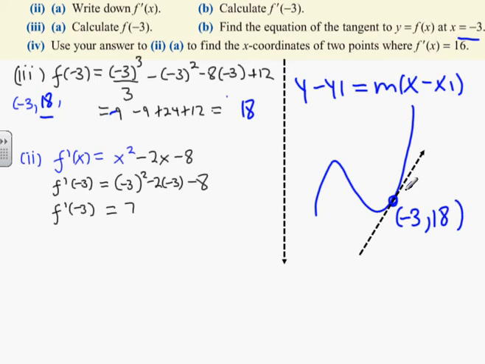Now, we have the point on the line. So to get marks without getting the slope, how would you do it? Sub in x1 and y1, and you're going to get y minus 18 equals, what's x minus minus 3? X plus 3. Now, the only thing we have left to find is what?